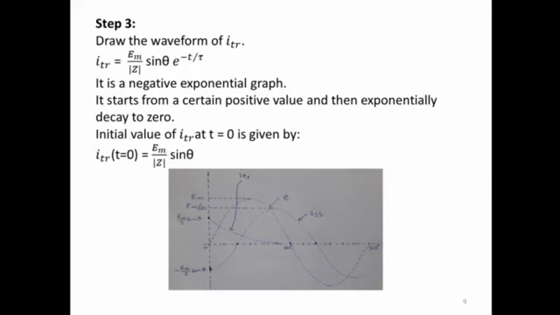Second important point to note: the initial values of steady state current and transient current will always be equal and opposite. Remember this. I repeat this important point, that the initial values of transient current and steady state current are always equal and opposite.